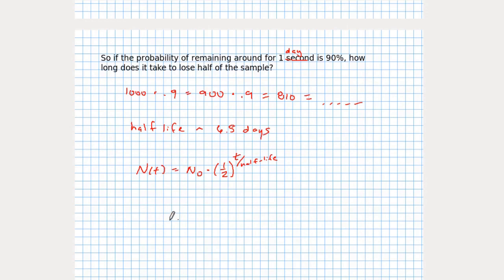So in our particular example, we started with 1,000 times 1/2 to the 6.5 days divided by the half-life, and you'll figure out how many are there later.